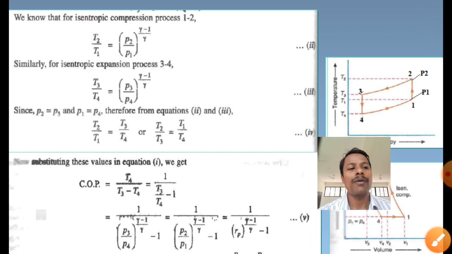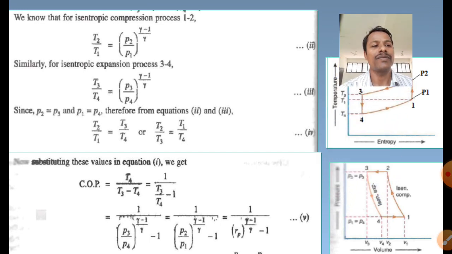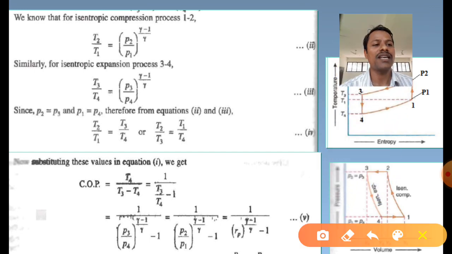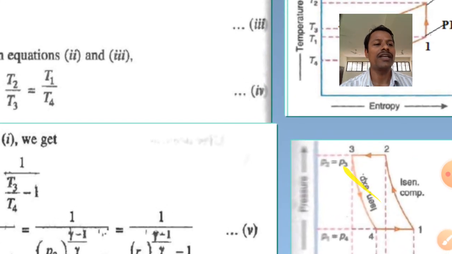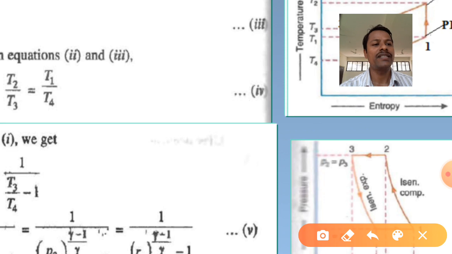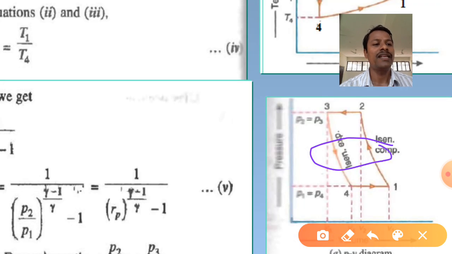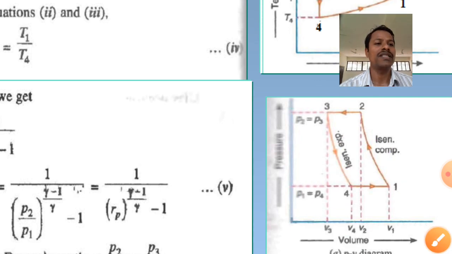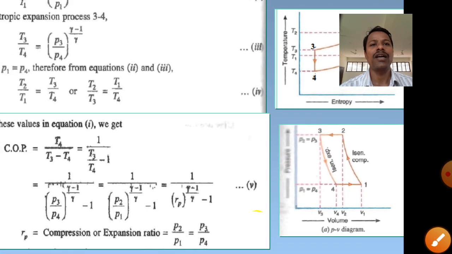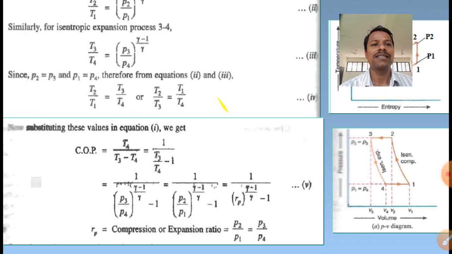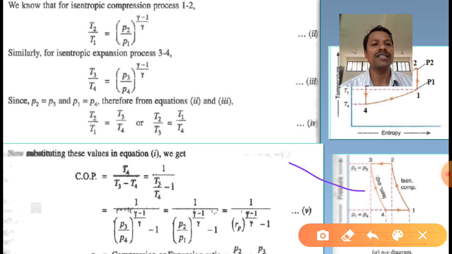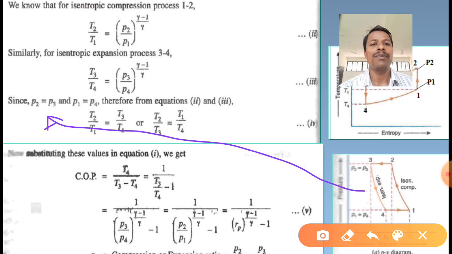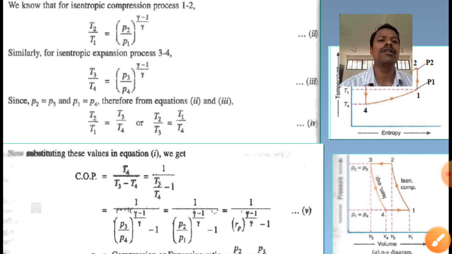Now, from the PV diagram and TS diagram, we know that the pressures are equal. Let me show here. We know that P2 is equal to P3 and again P1 is equal to P4. So both pressures are the same, and then we will replace the pressure ratios. Same conditions I am referring from this diagram: P2 is equal to P3, P1 is equal to P4.